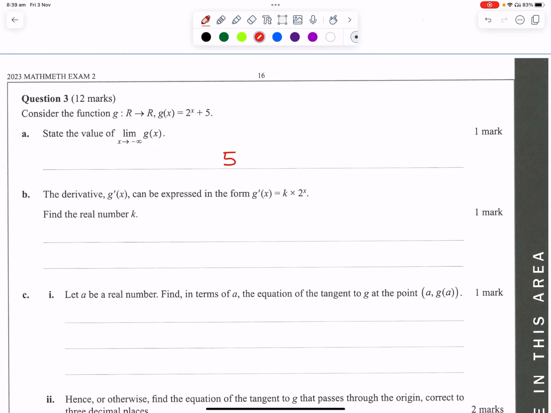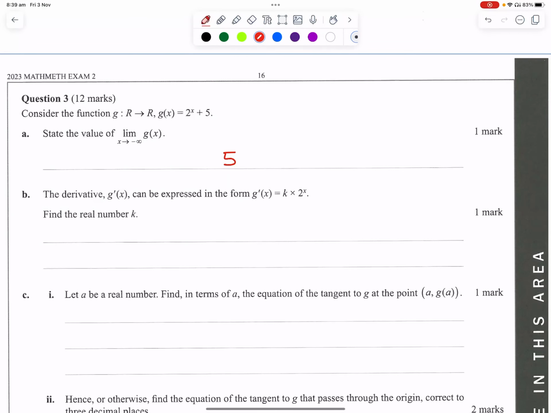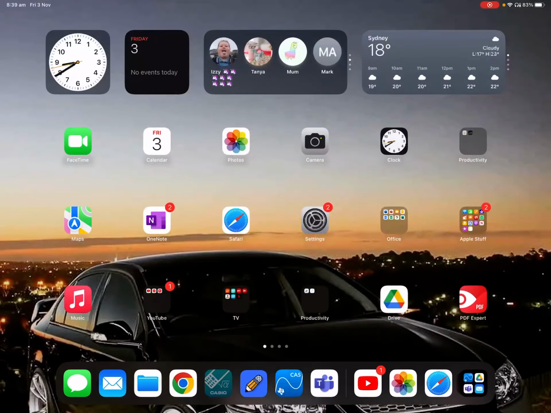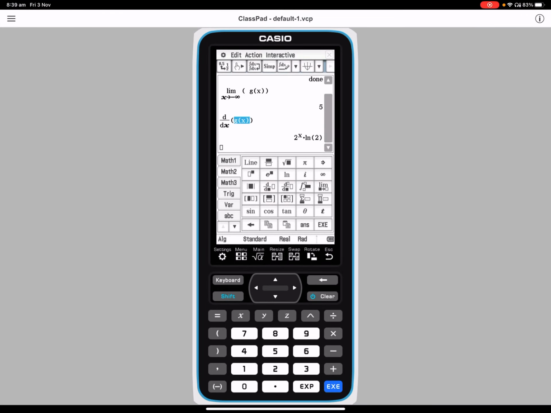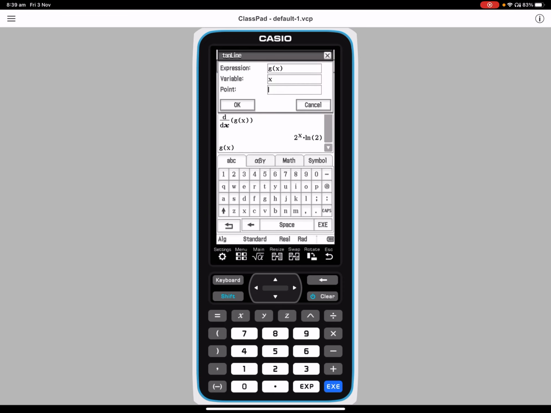The derivative can be expressed in that form. So d/dx of g of x. K is the coefficient, which is natural log of 2. Let a be a real number. Find in terms of a the equation of the tangent to g at the point a, g of a. So that's nice and easy. Interactive calculation, tangent line at the point a, if I don't have a defined as anything.